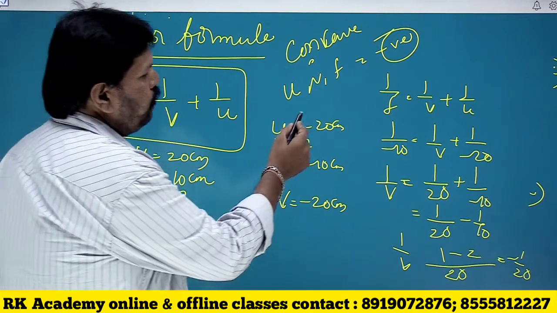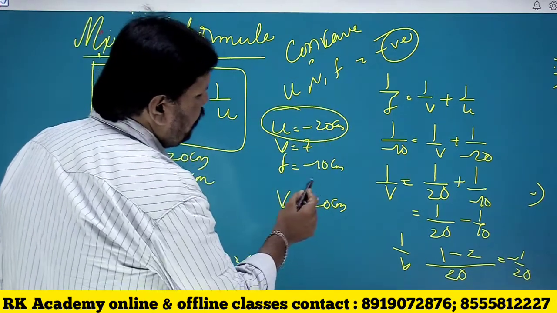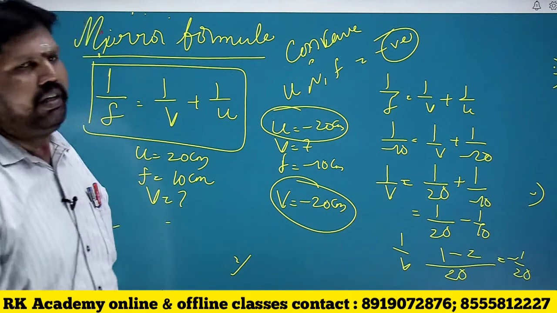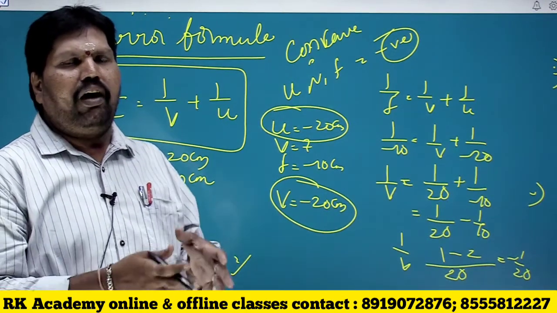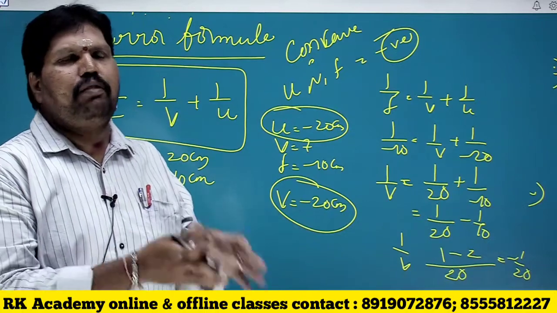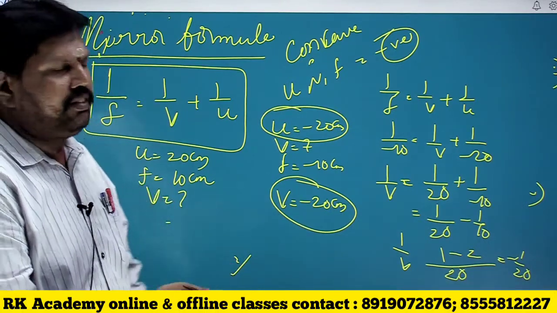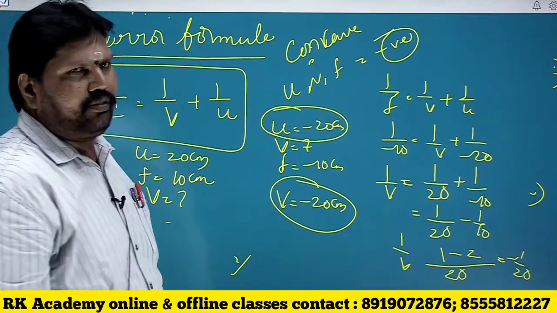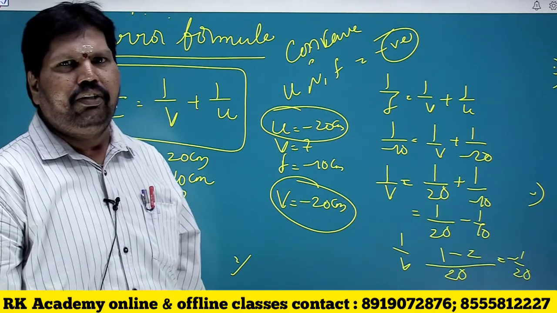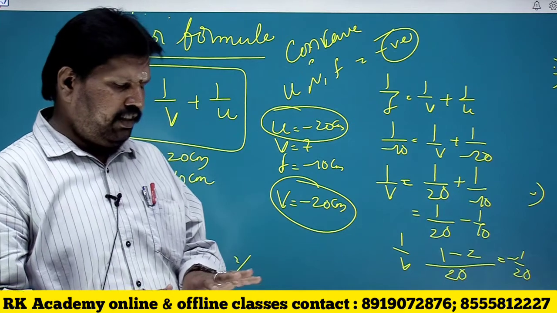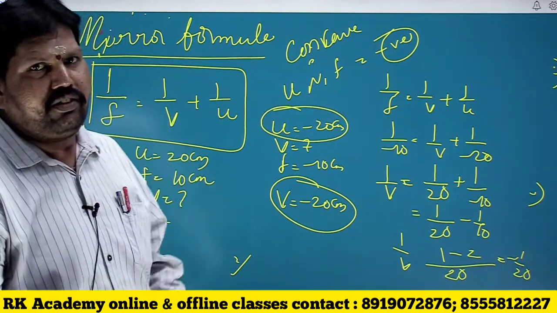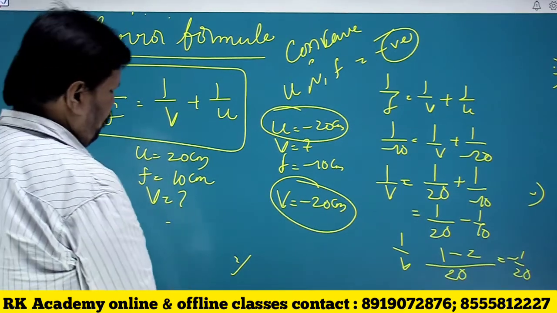That in the sense, u is at minus 20 centimeters, and the image is also at minus 20 centimeters. That in the sense both are formed at the same position. That means at the center of curvature. This is about the reflection phenomena.